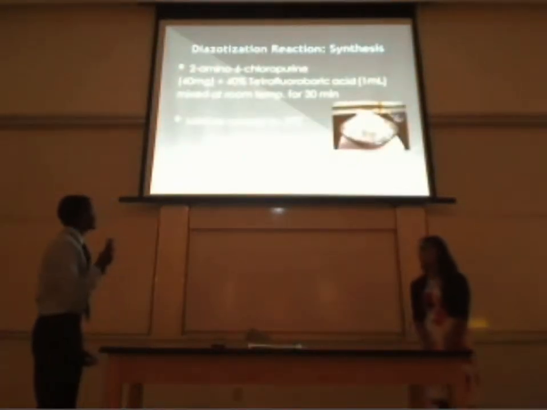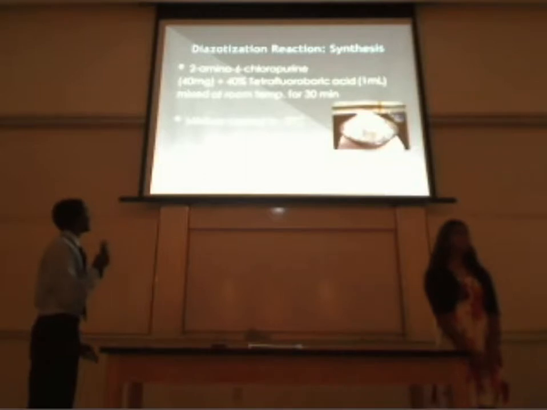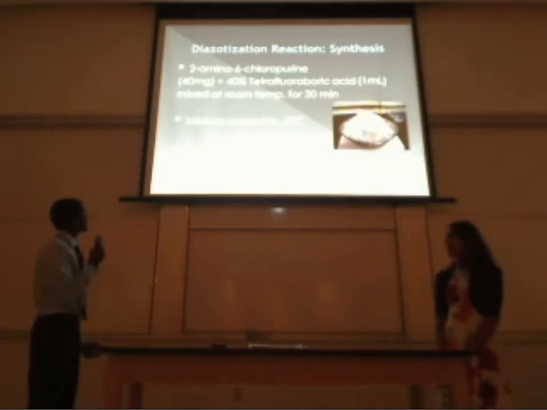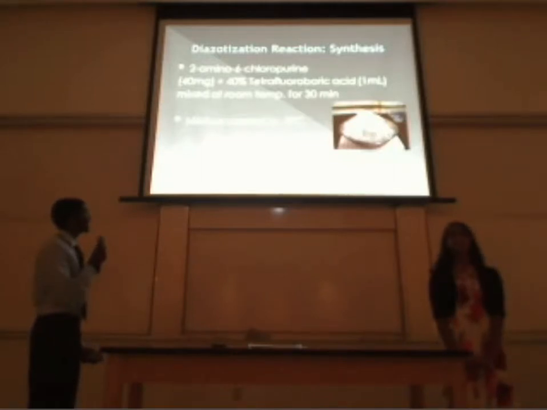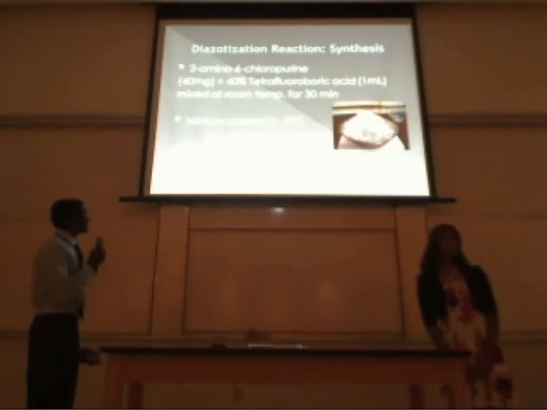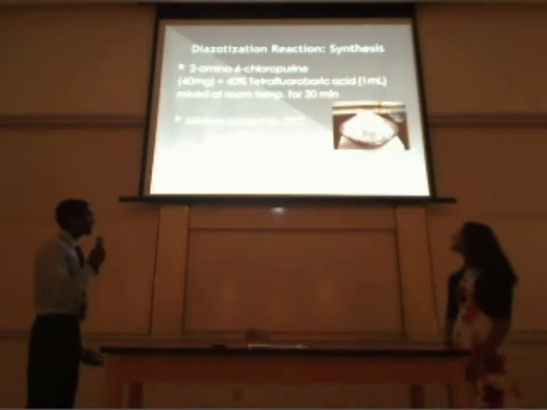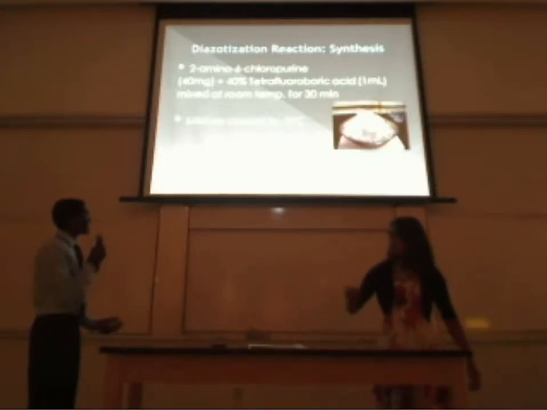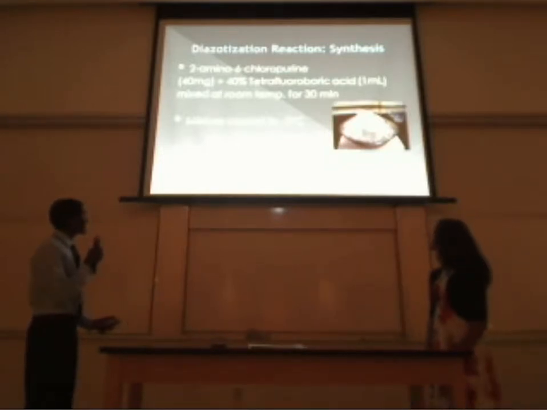For the diazotization reaction, we first put in our 2-amino-6-chloropurine that we got in factory settings, 40 milligrams of that, and then we added 1 milliliter of 40% tetrafluoroboric acid, put it in a flask and mixed it for 30 minutes. Next, the mixture was cooled at -2 degrees centigrade in an ice bath. And then we added sodium nitrite and DI water.